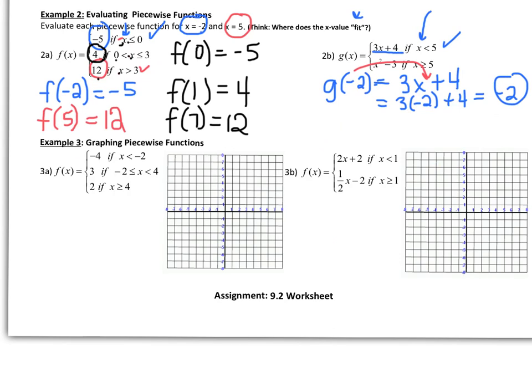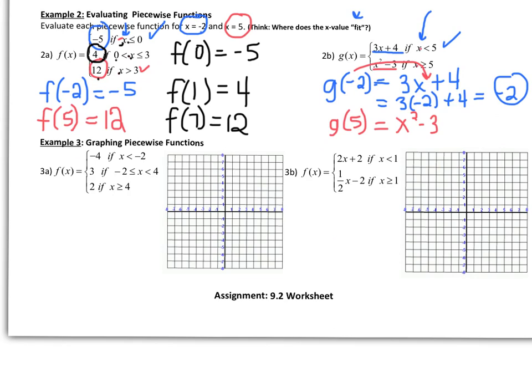Let's try it for the 5. G of 5. So first we have to ask ourselves, where does the 5 fit? Is 5 less than 5? No. Is 5 greater than or equal to 5? Yes. So we're going to use that function, x squared minus 3.